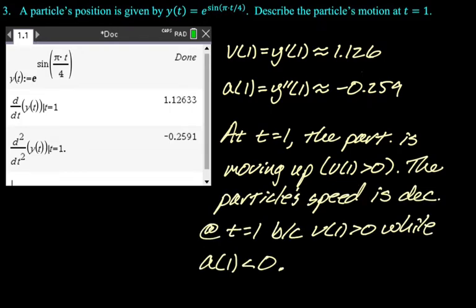So here's what I wrote for that. The particle's speed is decreasing at t equals 1 because v of 1 is greater than 0 while a of 1 is less than 0. And that's really all there is to this one. You definitely could have done this one without a calculator, well, could you? I guess you could, but would you be able to figure out if the value is positive or negative? I think probably, because there'll be a cosine and then a negative sign of e to the something. I think you could probably do it without a calculator, but I'm okay with using a calculator on this one.